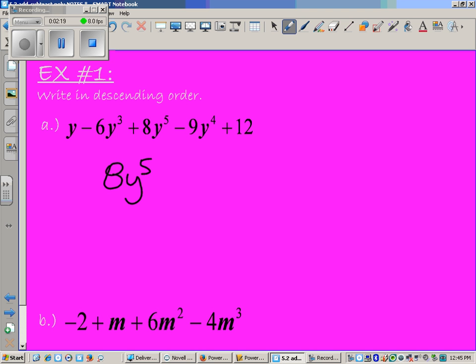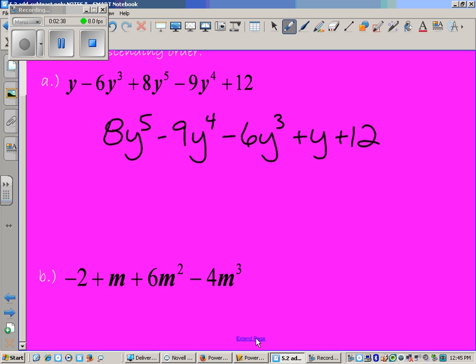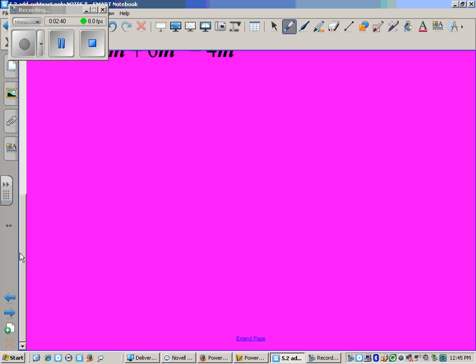What term would go next then? Your negative 9y to the 4th. And then we would do our negative 6y cubed, then our positive y, and then our positive 12. So when you have an answer, it should always be in descending order or standard form. Okay? Same idea with b. So if you'll write that one in descending order for me, please.